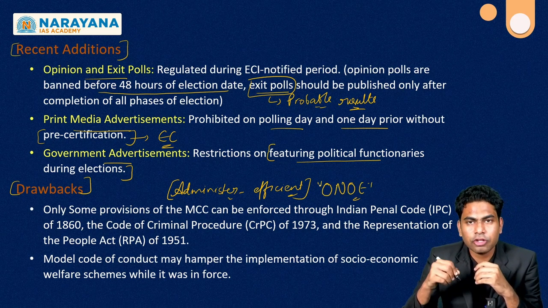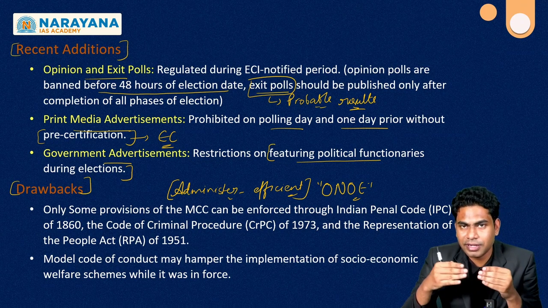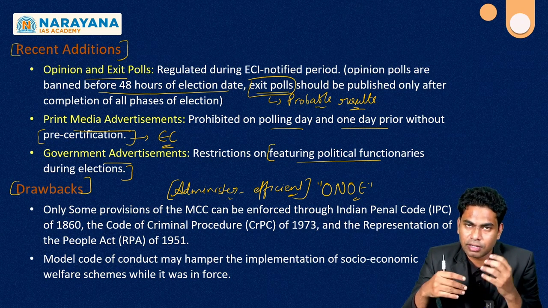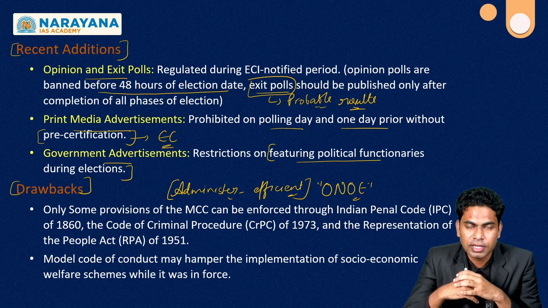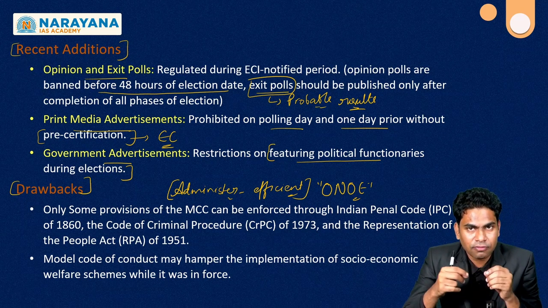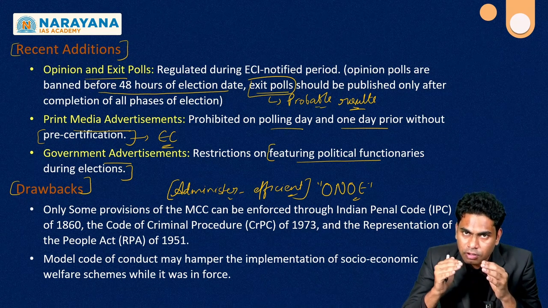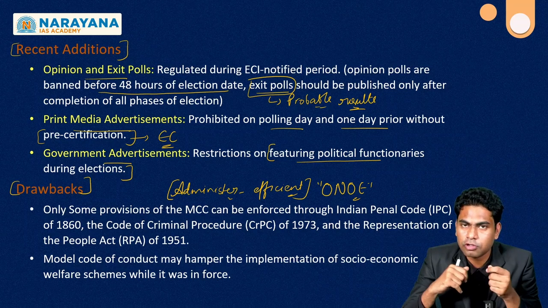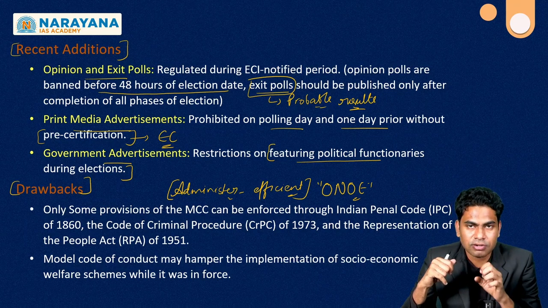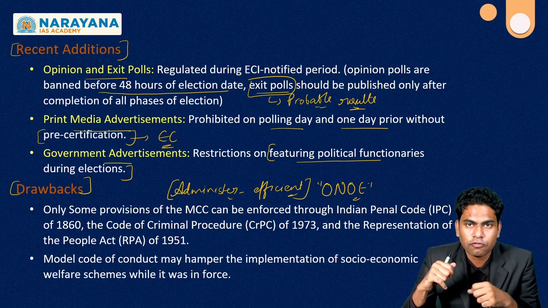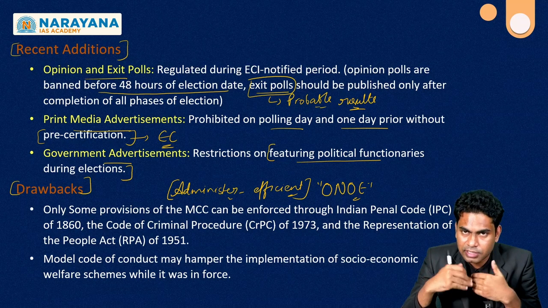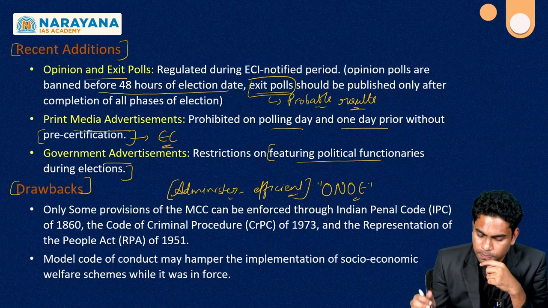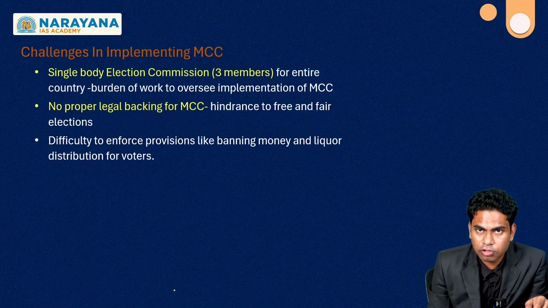Because continual elections in India, at the state level, the local level or the national level, are hampering the functioning of the governments because of the operation of the model code of conduct. Why? Because there is a need for certain restrictions in place for seeing that the elections are conducted in a free and fair manner. Now, the challenges in implementing the model code of conduct.